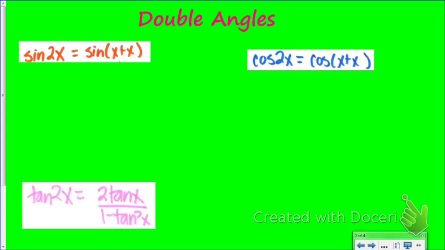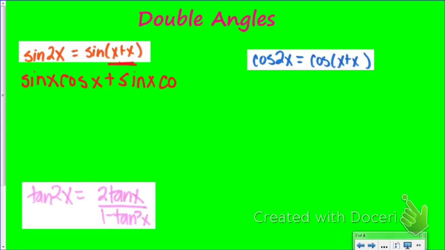In order to show where they come from, we're going to look at the sine of 2x first. And if you realize, the sine of 2x is the same thing as the sine of x plus x. And the sine of x plus x we can expand using our sum and difference properties. So if I plug that into our sine of a plus b, that becomes sine x cosine x plus sine x cosine x.